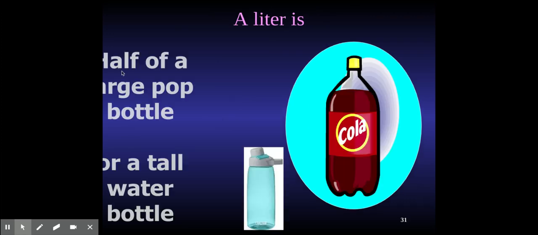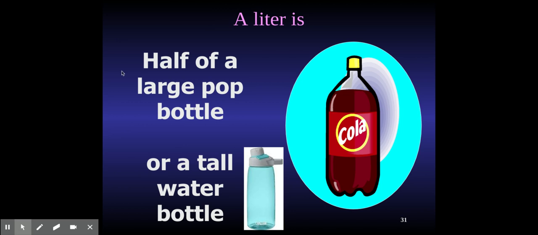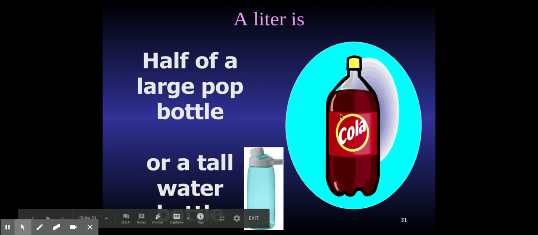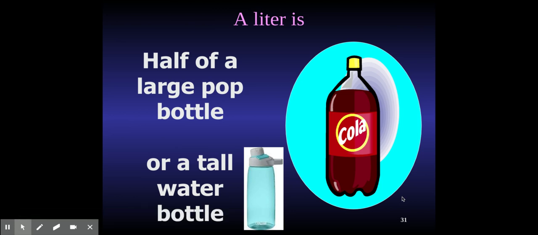A liter is about half of a large pop bottle. If you have a birthday party or something, those giant jugs of soda, they call those 2 liters. There's 2 liters of soda inside of that bottle. So a liter would only be about half of that, because we call the bottle a 2 liter.